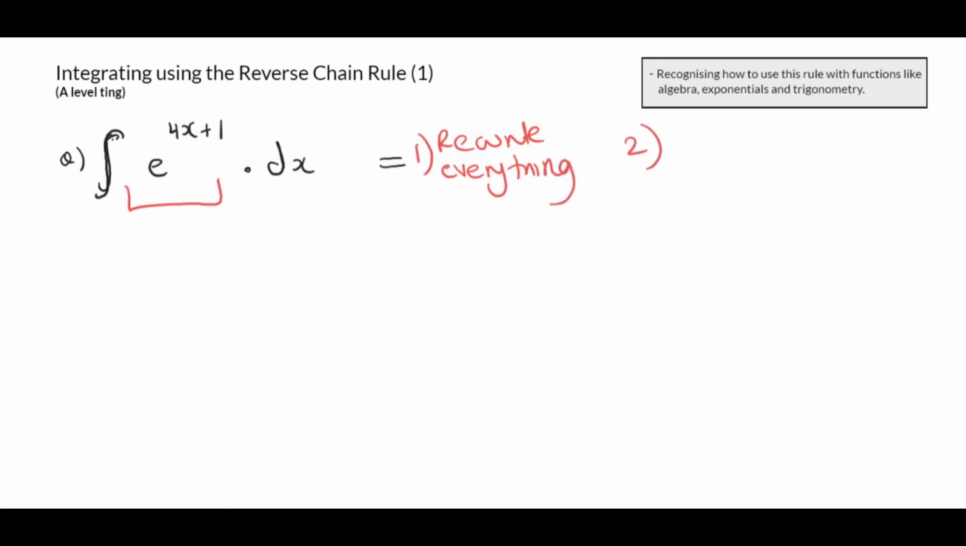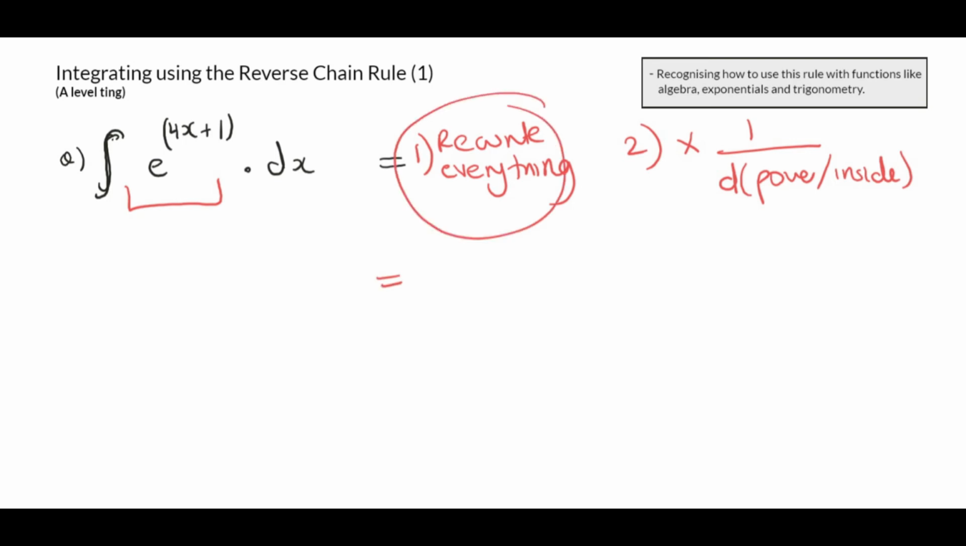The next step is you times by 1 over the derivative, yeah? The derivative of the inside. Now, the inside is the power here because it's the one in the brackets, yeah? So the derivative of the power, or you can say inside. It doesn't really matter, yeah? Alright, cool. So if I follow these steps, it's telling me rewrite everything, yeah? So I'm going to rewrite this whole thing: e to the power of 4x plus 1. The next step's telling me times by 1 over the derivative of the power inside. So I'm going to times by 1 over the derivative of the power inside.